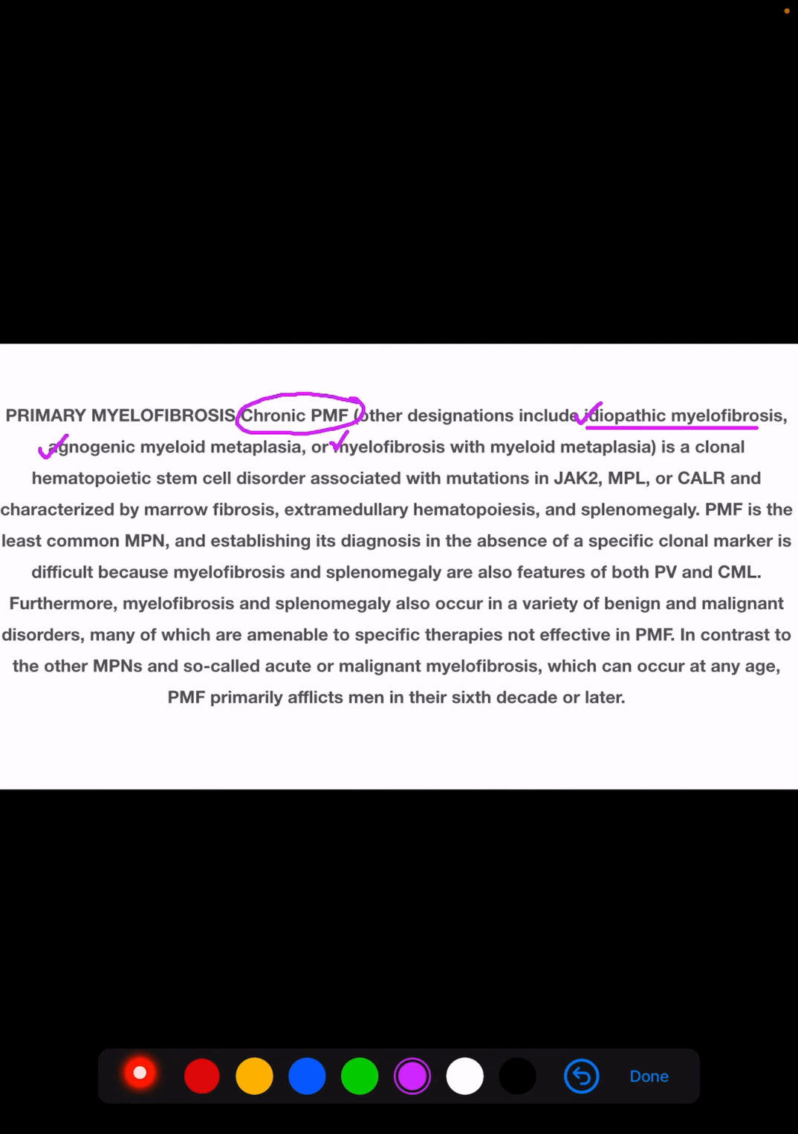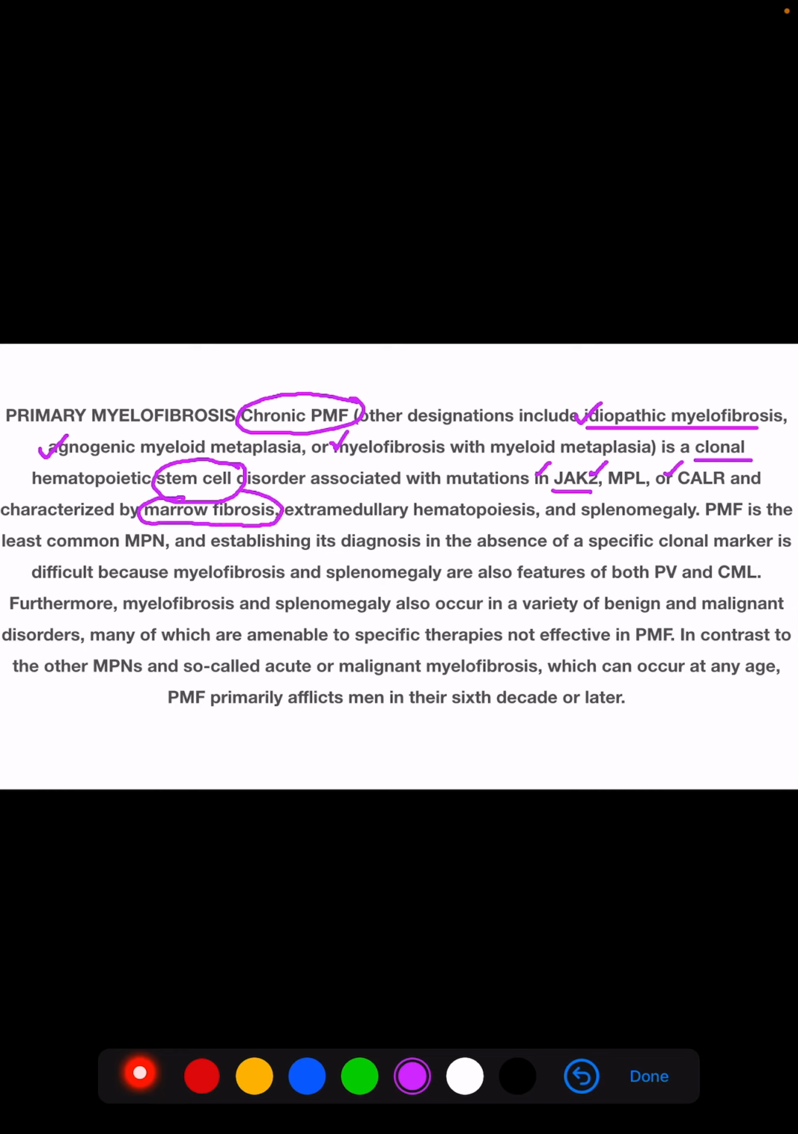So, what is this disorder? Primary myelofibrosis is a clonal hematopoietic stem cell disorder associated with mutations. So what are the mutations? JAK2, MPL or CALR. And this is characterized by marrow fibrosis.